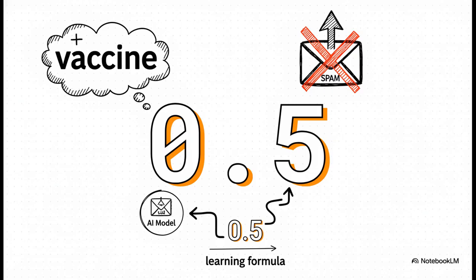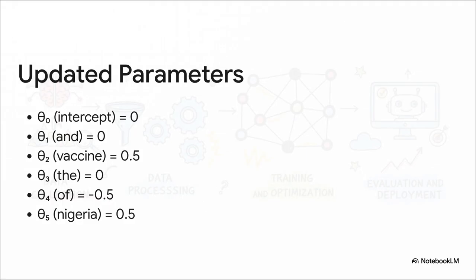I mean, this is it. This is the moment the model has learned its very first lesson. It's realized, hey, the word vaccine might mean an email is spam. Now, we do that exact same step-by-step process for every single one of our features. And what you're looking at here is the model's new, slightly less empty brain. It's figured out that vaccine and Nigeria probably mean spam. That's why they have positive weights. And it's even learned that the word "of" might actually mean an email is not spam, so it gave that one a negative weight. Pretty cool, right?